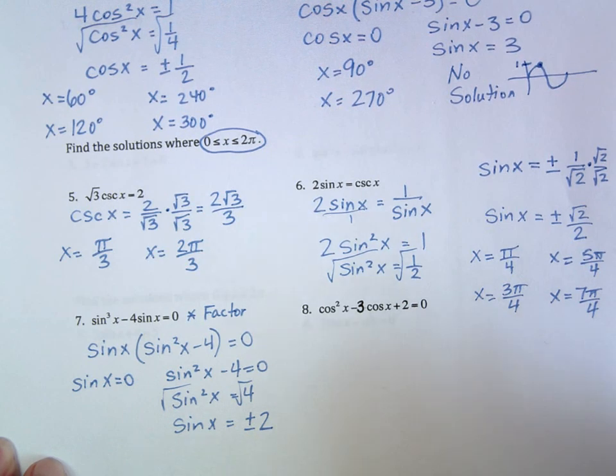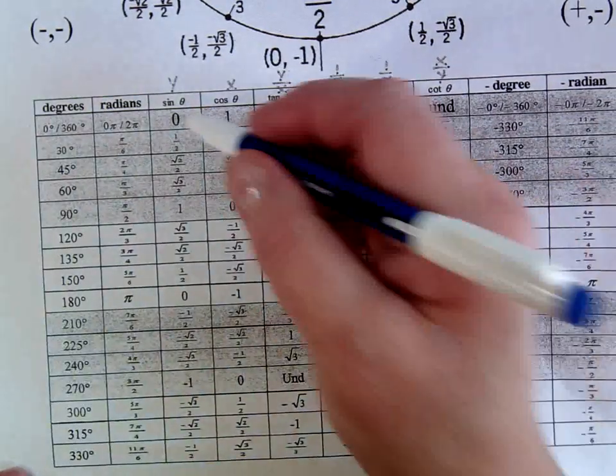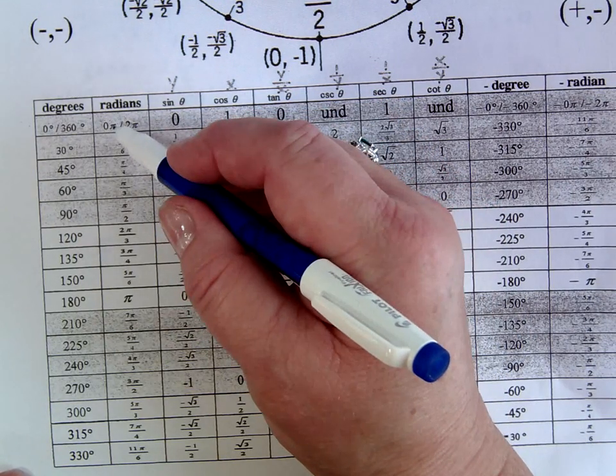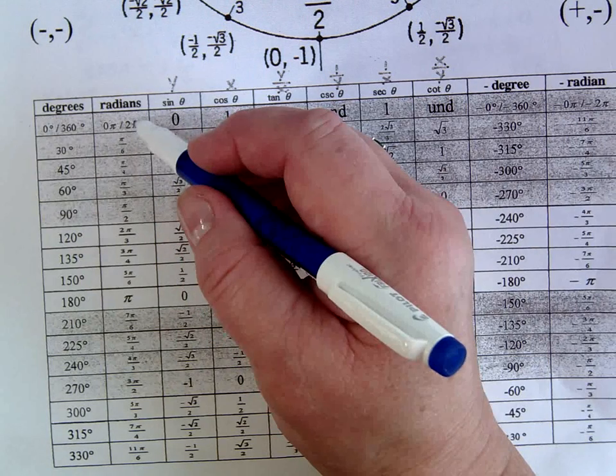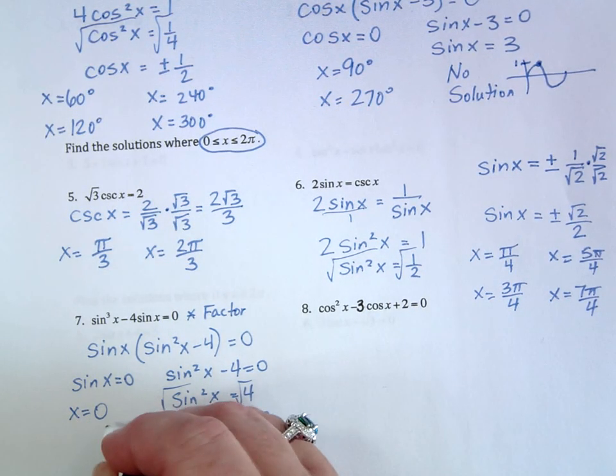All right, let's go to the chart. Sine of x is 0. I'm using the radian ones, at 0 or 2 pi. You can include the pi in that or not. So 0 or 2 pi. So I've got 2 answers for this. X equals 0, x equals 2 pi.